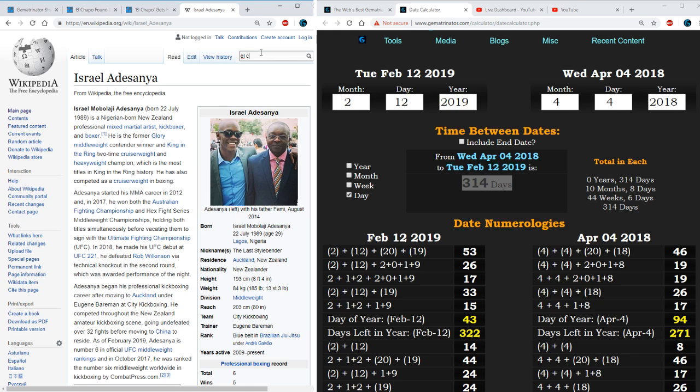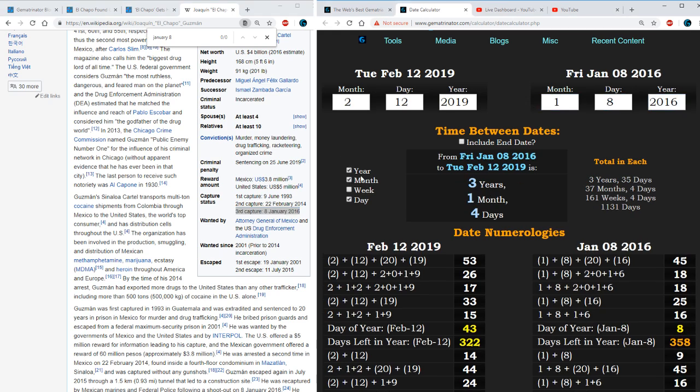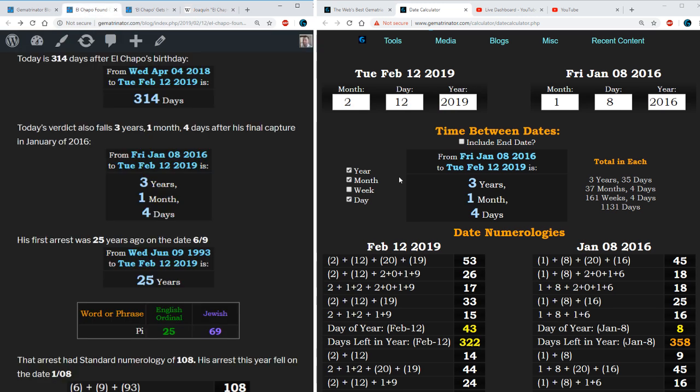If you read up on El Chapo, you find that his third and final capture was made on the date January 8th of 2016. If you measure from the date he was arrested to the date that he's being sentenced, it's 3 years, 1 month, and 4 days. Again, just like pi.